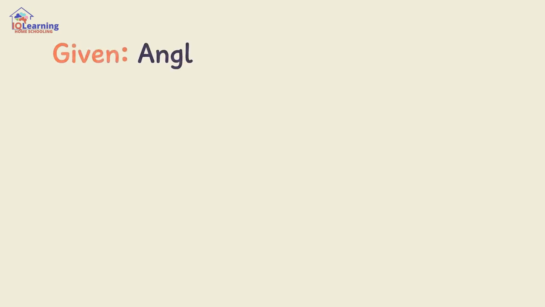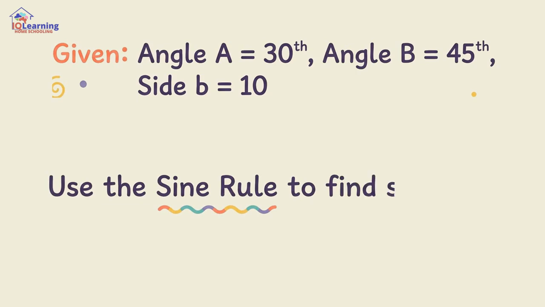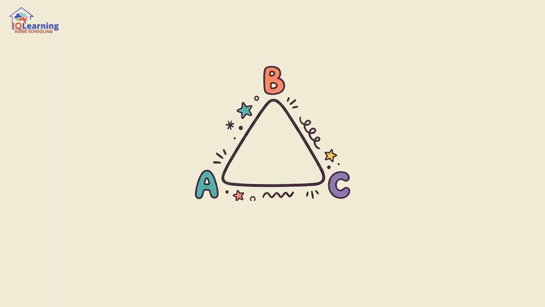We are given a triangle where angle A is 30 degrees, angle B is 45 degrees, and side B equals 10. We want to find side A. This is exactly the kind of problem the sine rule is built for because we already know two angles and one side. Start by drawing triangle ABC.